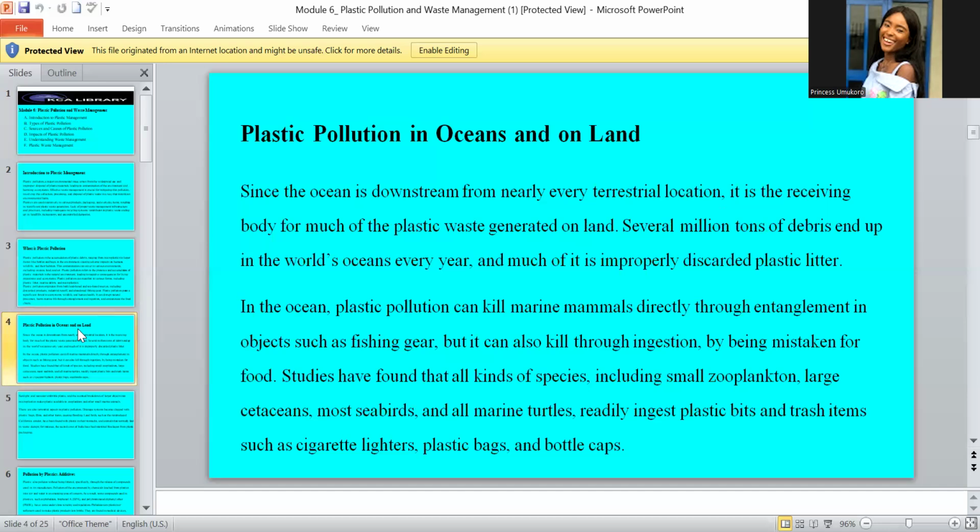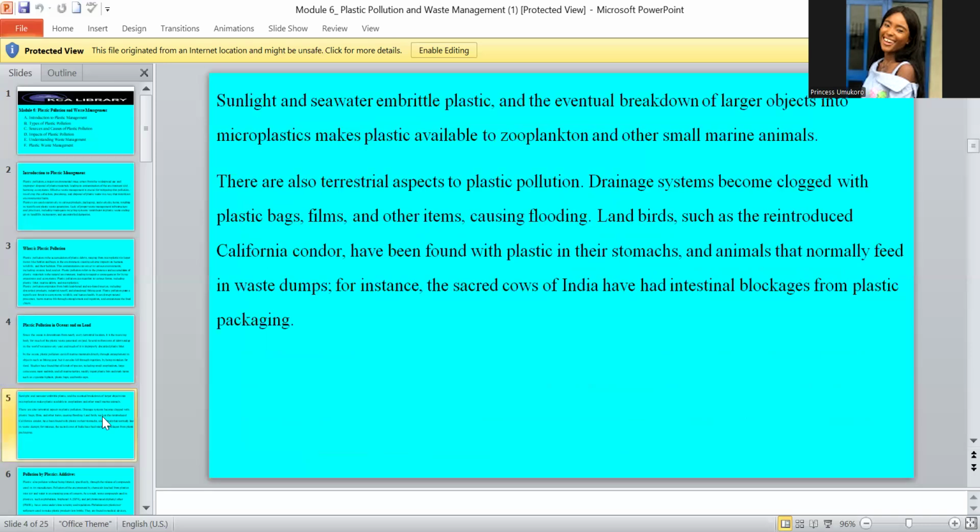Since the ocean is downstream from nearly every terrestrial location, it is the receiving body for much of the plastic waste generated on land. Several million tons of debris end up in the world's oceans every year, and much of it is improperly discarded. Studies have found that species, including small zooplankton, large cetaceans, most seabirds, and all marine turtles regularly ingest plastic bits and trash items such as cigarette lighters, plastic bags, and bottle caps.